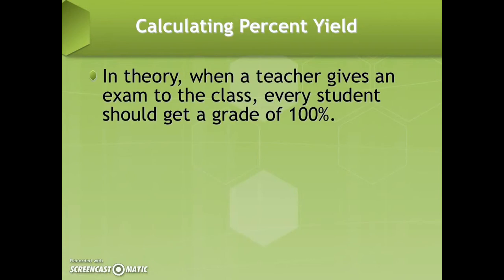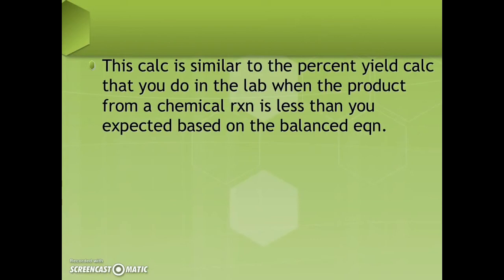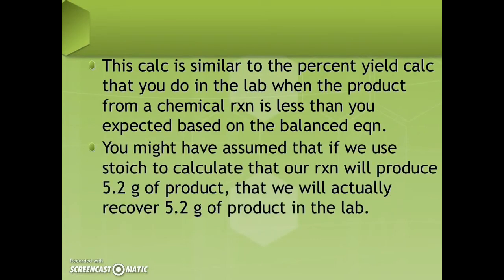Now, one of the things that chemists like to do is to talk about the efficiency of a given reaction. So let's talk about that now. In theory, when any class takes a given exam, every student should get a grade of 100%. And of course, the majority of students don't get 100% on every exam, and we express their grade to show how well they've done. This is not much different than a percent yield calculation that we do in the lab.